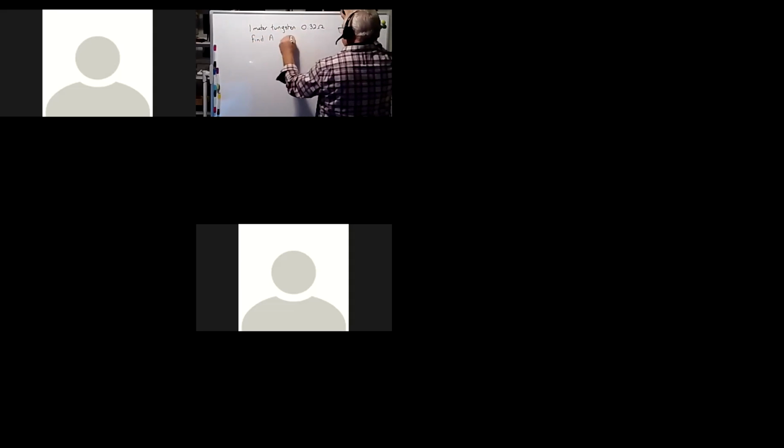All right, so a 1 meter length of tungsten wire has a resistance of 0.32 ohms, and we want to find A, the cross-sectional area. So again, here's our pipe, with cross-sectional area, and the length is 1 meter. And resistance is equal to resistivity times the length divided by the cross-sectional area.